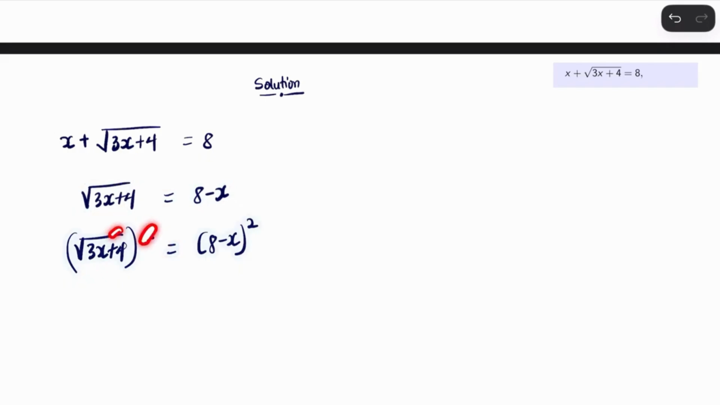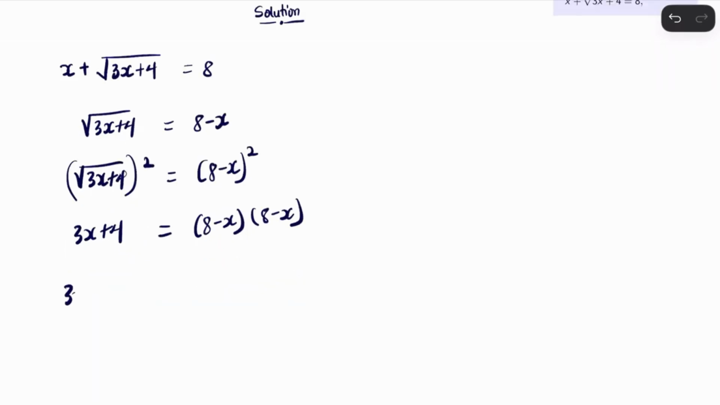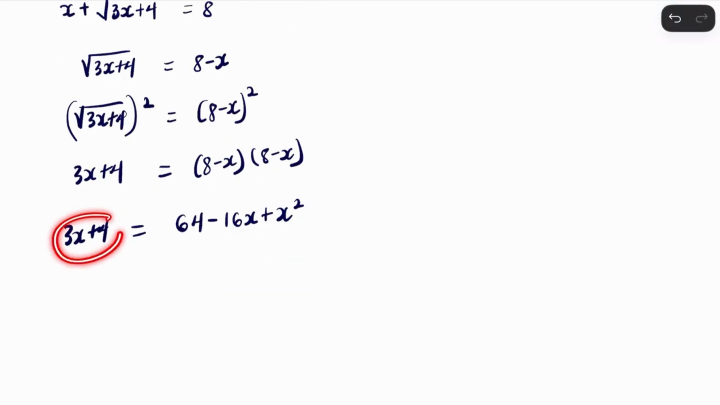Here, the square root will cancel out the exponent 2. So we have 3x plus 4 is equal to, then we now expand this. Expanding this, we have 8 minus x, and then 8 minus x. Thus, we have 3x plus 4 is equal to 64 minus 16x plus x squared. So we now solve for x. We move this to the right hand side, and so we have x squared minus 16x plus 64 minus 3x minus 4 is equal to 0.